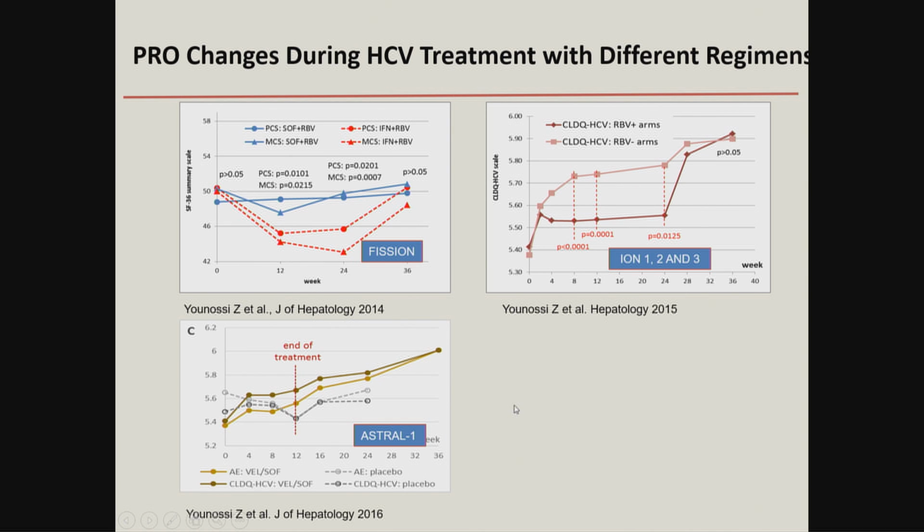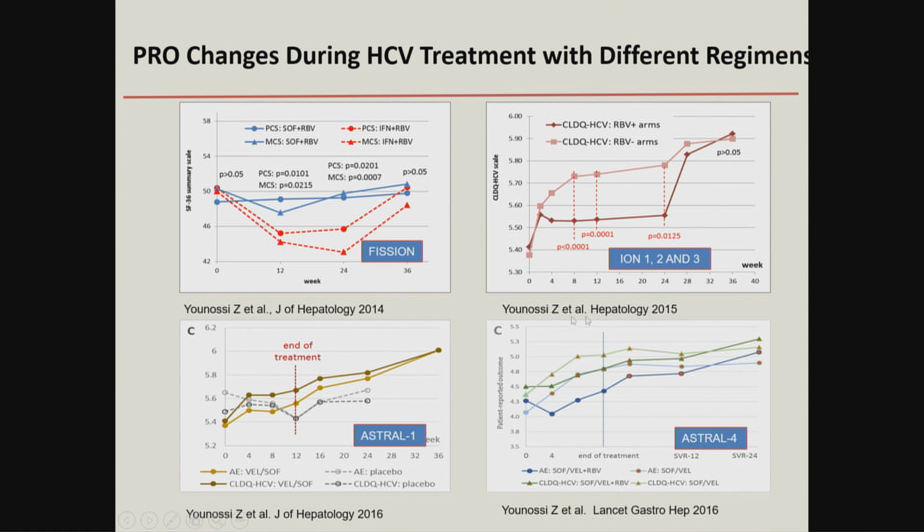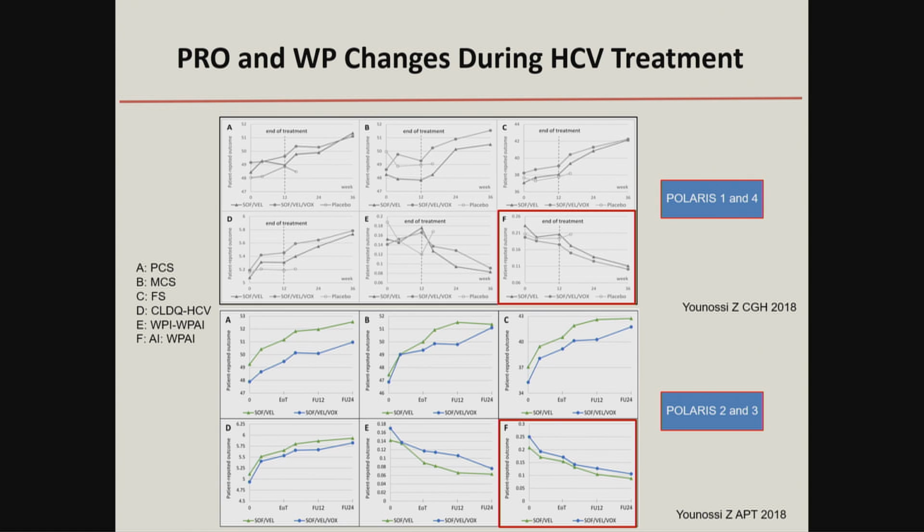This is another study looking at the all oral regimen that does not have interferon or ribavirin as compared to placebo in gray lines here. The placebo really did not show any change, while the active treatment showed significant improvement during treatment and after treatment. And this can actually also be seen in patients with more advanced liver disease. This is the data from ASTRAL-4. And again, the same thing happens. Patients with advanced liver disease also get improvement of their PROs. And actually, patients who have decompensated liver disease get even more improvement of their PROs.